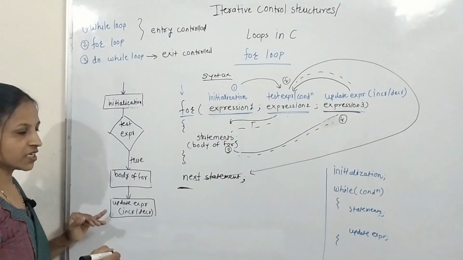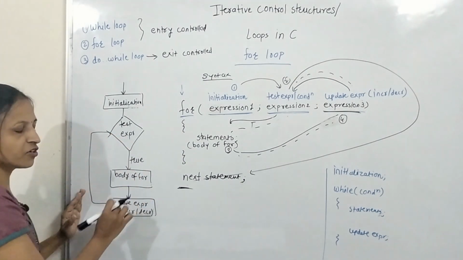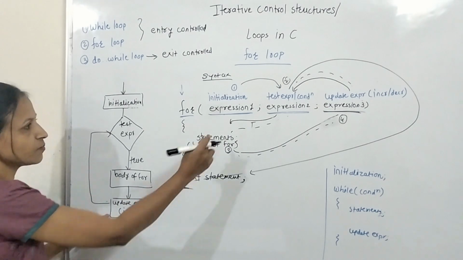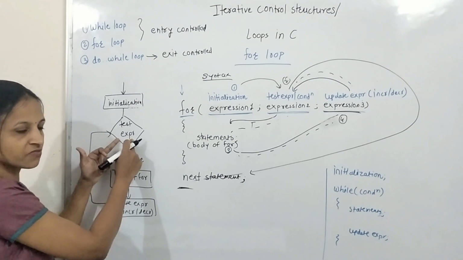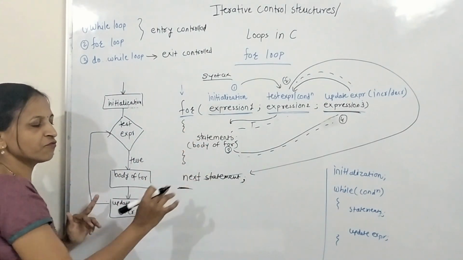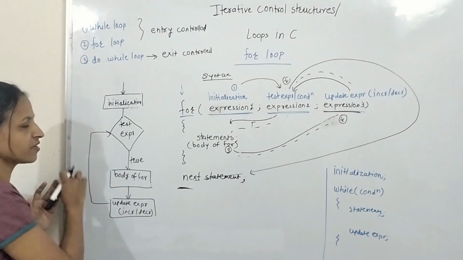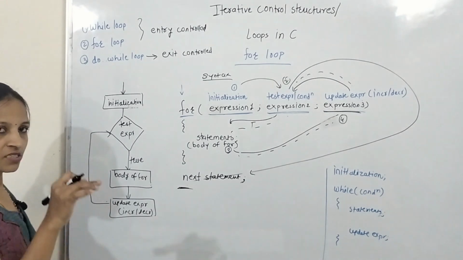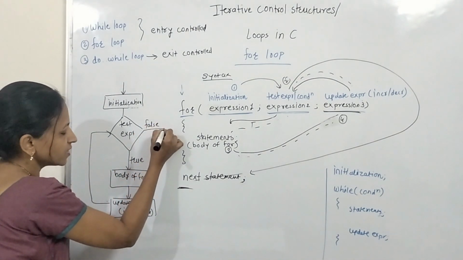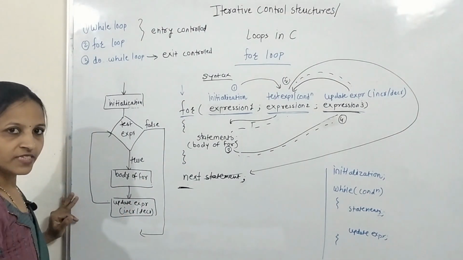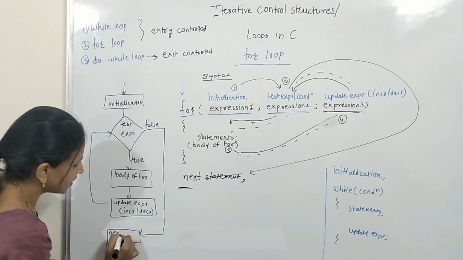After increment or decrement, again it will go to check the condition. If it is true, the body of the for loop gets executed, the update expression is resolved again, and the test expression, meaning the condition, is checked again. If it is true, the body of the for gets executed again, and so on. This makes a cycle. Whenever this condition becomes false, control comes towards the next statement, where there may be a next statement.